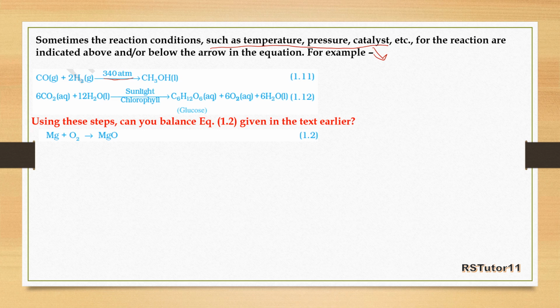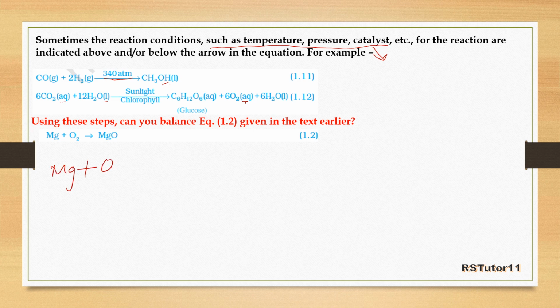That is what it forms, CH3OH, alcohol. Is it balanced? Yes or no, comment in the comment section. Then the next equation: 6CO2 aqueous, that is in the water solution. What is L? H2O. In the presence of sunlight and chlorophyll, glucose is formed. So oxygen again, and H2O is L. Okay, using these steps, can you balance equation 1.2 given in the text earlier?